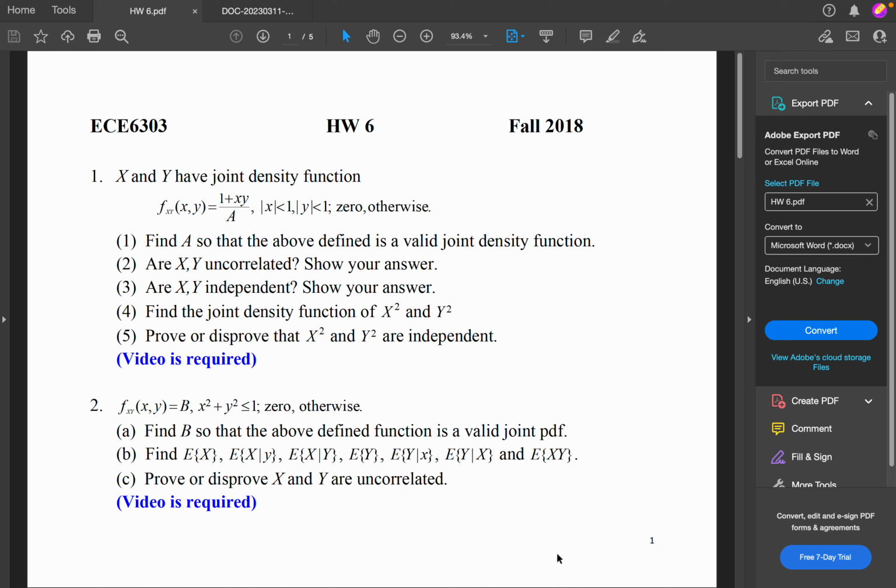In this video, I'll be explaining question 2 of homework 6. So we are given that f of xy is equal to b when x square plus y square is less than or equal to 1 and it is 0 otherwise. For the first part, we need to find b so that the given function is a valid joint PDF.